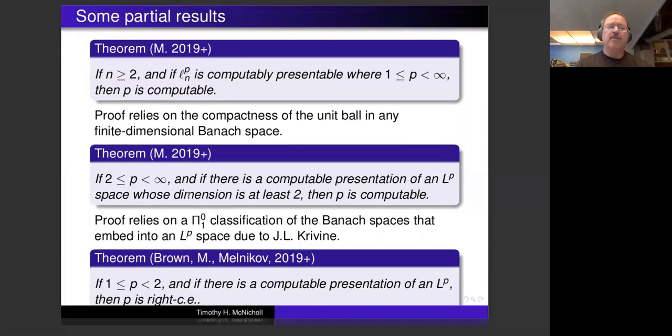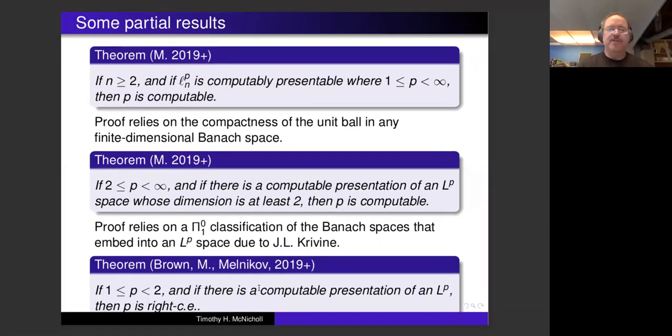Okay, now what happens if p is smaller than 2? Well, here's where the problems start. For p less than 2, the best result to date is this one by, again, Tyler Brown, Sasha Melnikoff, and myself: if p is less than 2, and there's a computable presentation of an LP space with dimension at least 2, then p is at least right CE. But that's the best we've got so far.